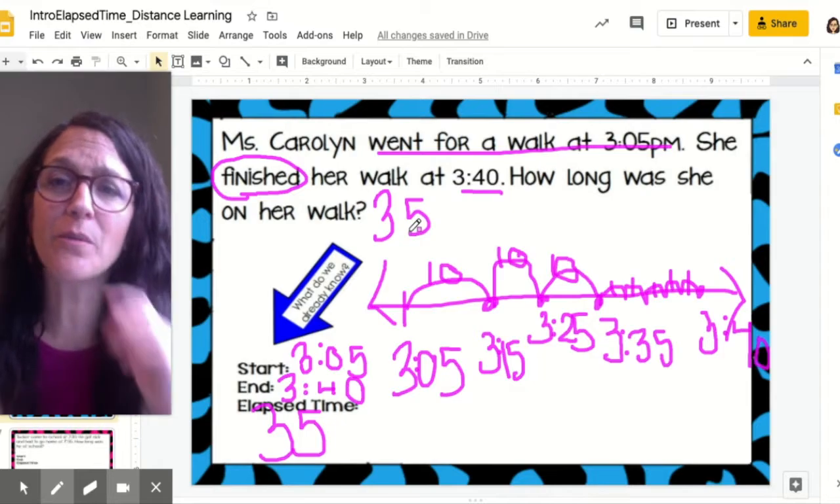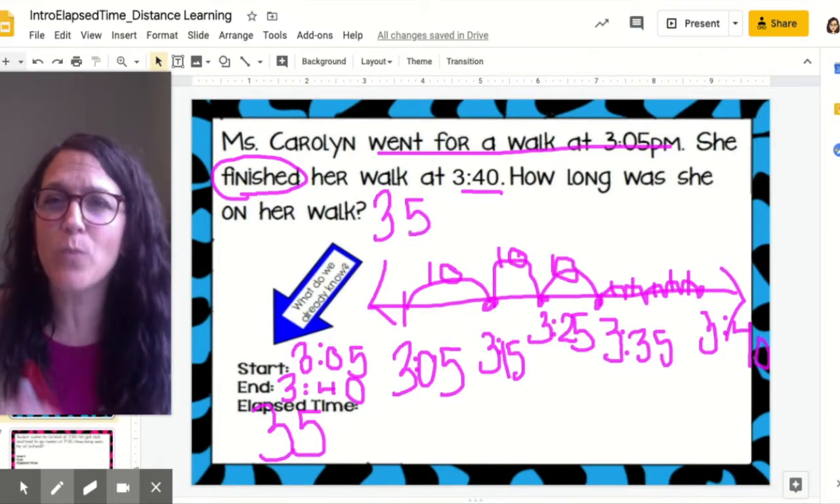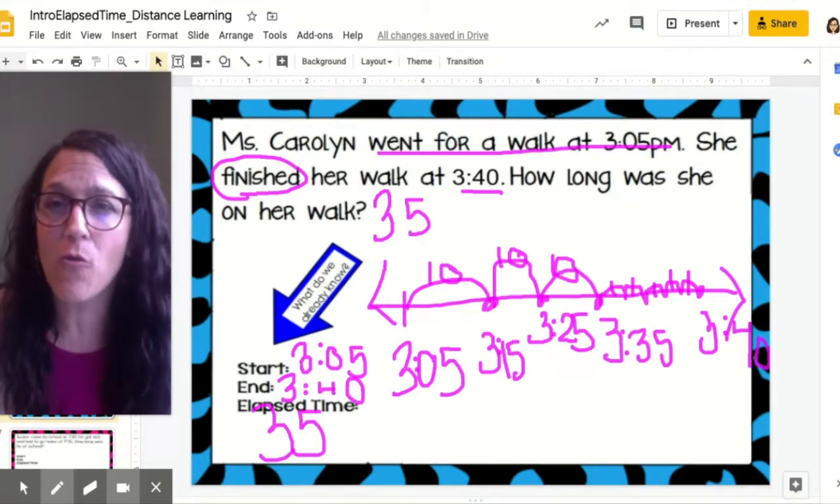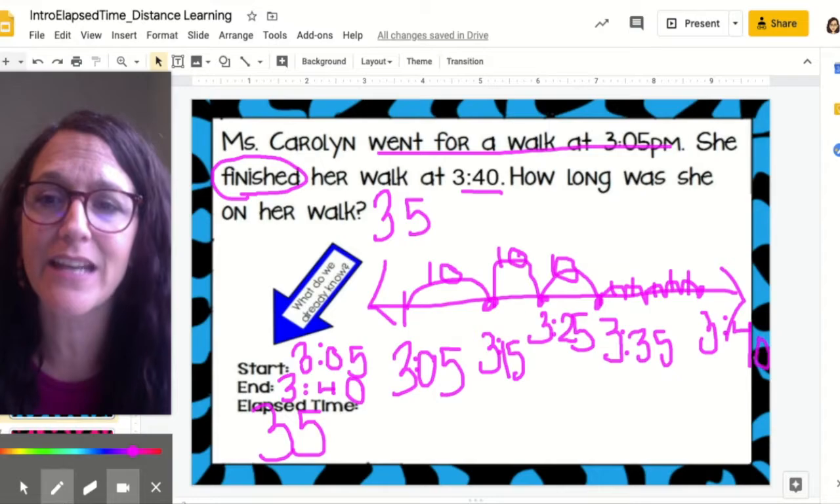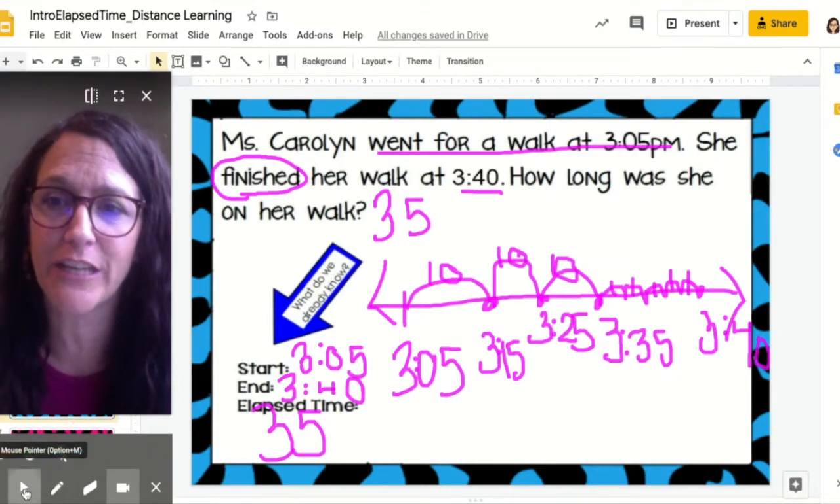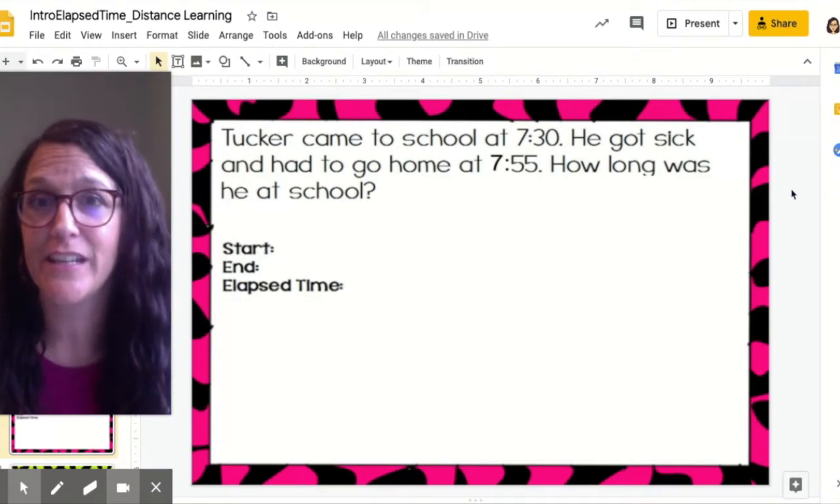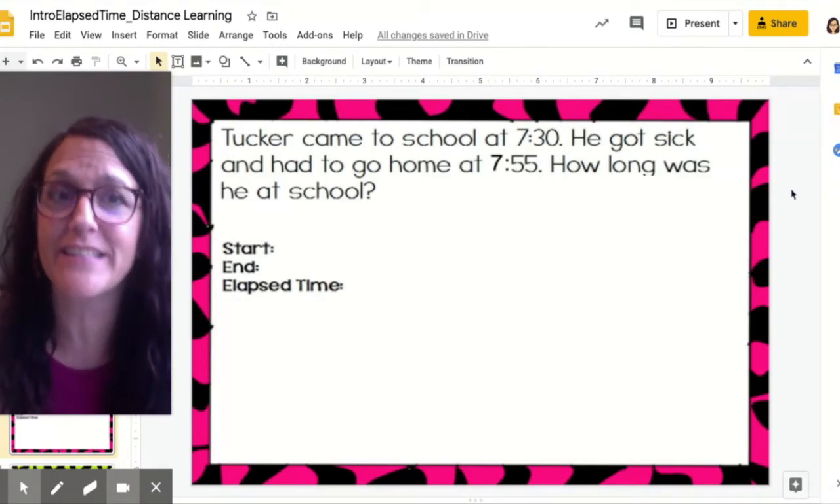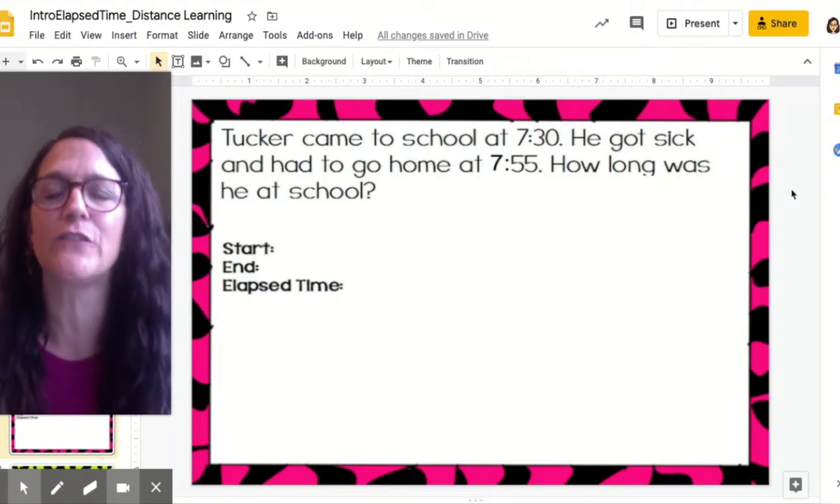You're going to have to remember how to use your number line strategies as well as your skip counting for calculating for elapsed time. So let's practice another one. These can be kind of tricky for some students, but with hard work, we can all do it. Tucker came to school at 7:30. He got sick and had to go home at 7:55.